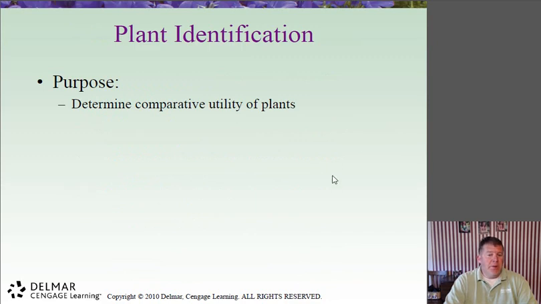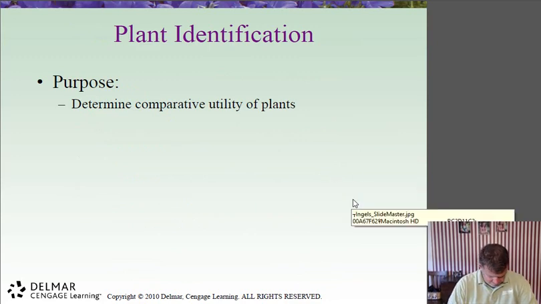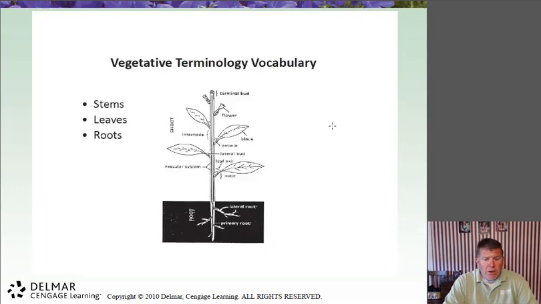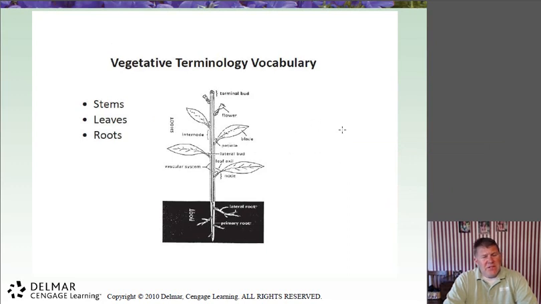Plant identification's purpose is to determine the comparative utility of plants. All right, before we get into this, let's go ahead and review your vegetative terminology. I think I put this up in last week's lecture. But we have our stems, leaves, and roots. Our leaves being here, our stems, and then we have our roots that are going to be below ground.